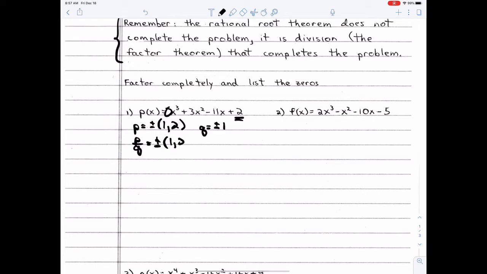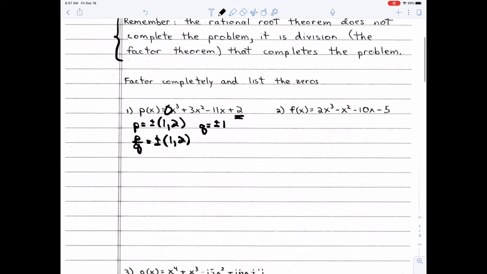is going to be plus and minus 1 and 2. Now, I don't have a lot of space here, so I'm probably going to divide and just erase the ones that don't work. Let's just see what happens. So we've got 1, 3, negative 11, and 2. Let's try 1. We got 1, 4, negative 7. That's not going to give me 0, so let's get rid of that.